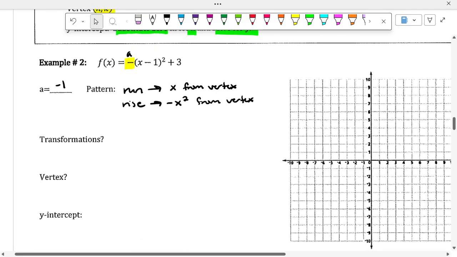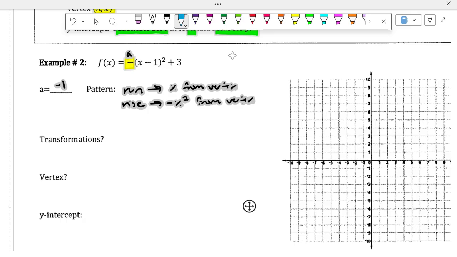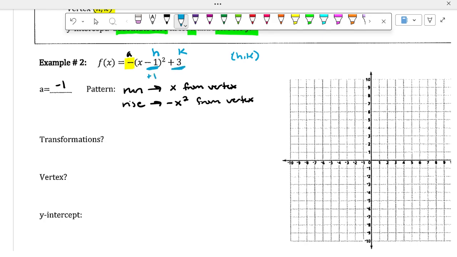So, now, before we even graph anything, what's my vertex? I can pull my vertex straight from the graph. It's 1, 3. Good. So here's my h value. Here's my k value. Your vertex is always the point (h, k). So we flip the sign of the h. That becomes a positive 1. And we keep the sign of the k. So my vertex is the point (1, 3).